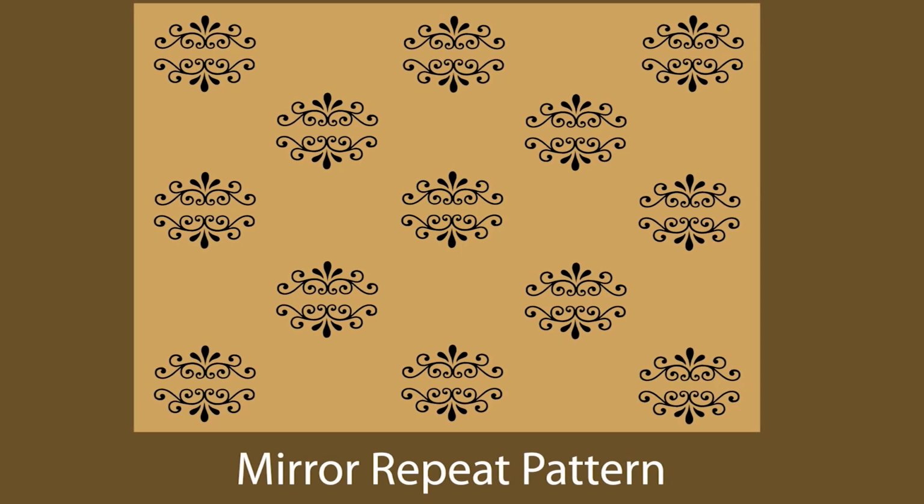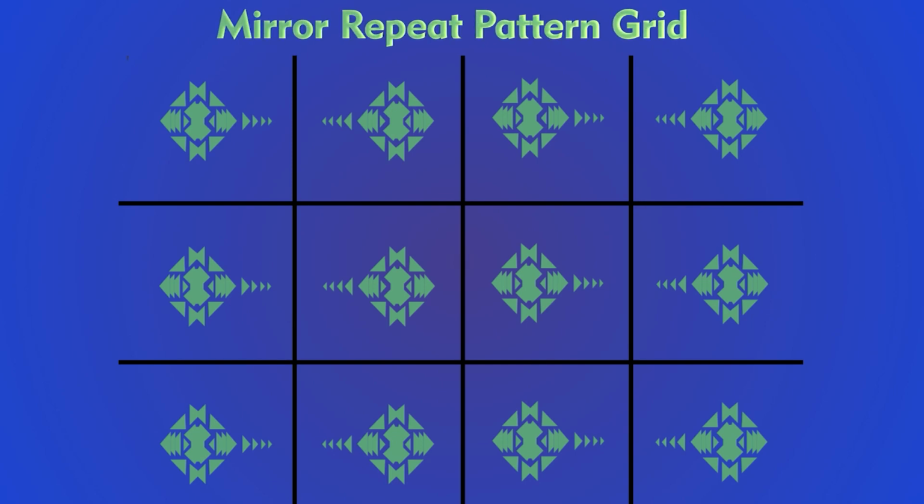Fourth type is mirror repeat. As the name suggests, in this type of repeat, the motif is arranged in a mirror image form. If done correctly, this repeat gives an interesting look. To create this repeat, the motif is duplicated horizontally and vertically to get an overall mirrored repeat on the surface or design.